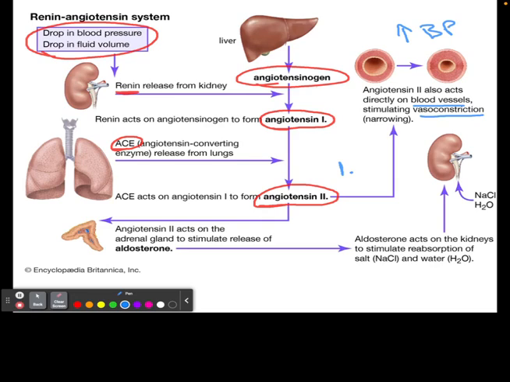The second thing angiotensin 2 is going to do is act on the adrenal gland, which is located at the top of the kidneys. And that's going to tell the adrenal gland to release aldosterone, which is another hormone. Now that aldosterone is released, it is going to stimulate the reabsorption of sodium chloride and water. So now aldosterone is going to directly tell our kidneys, hey, you need to reabsorb more sodium and more water. What that will do is it's going to increase our blood volume. If you have more blood volume, we're going to increase our blood pressure.